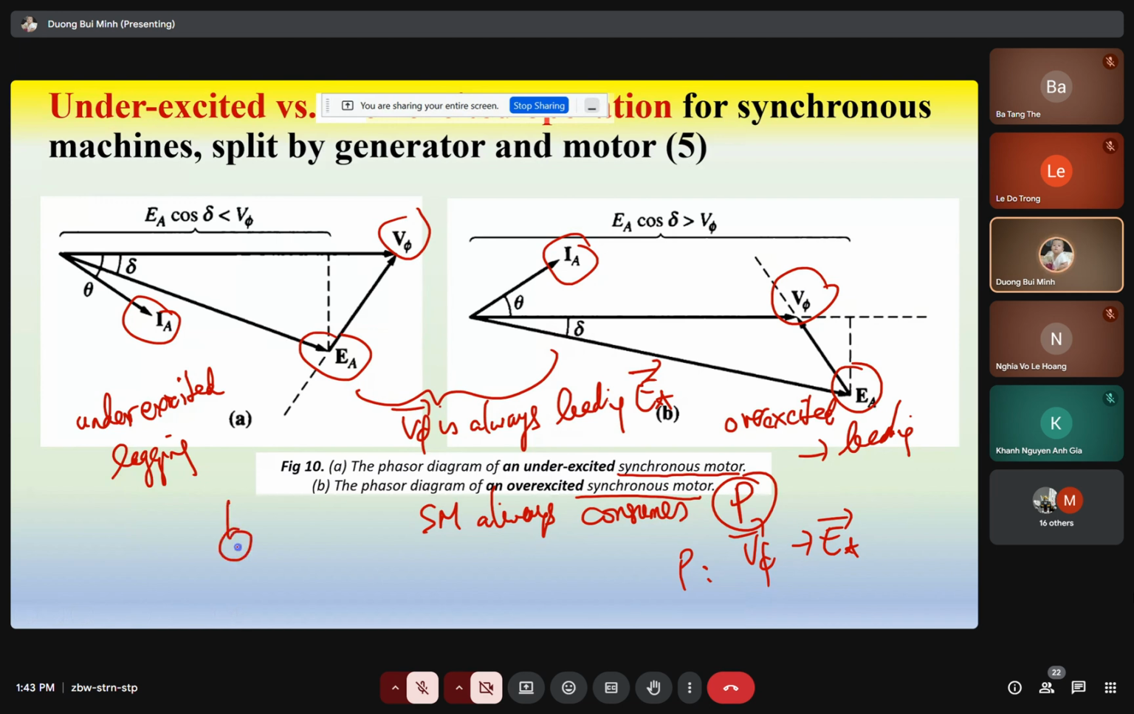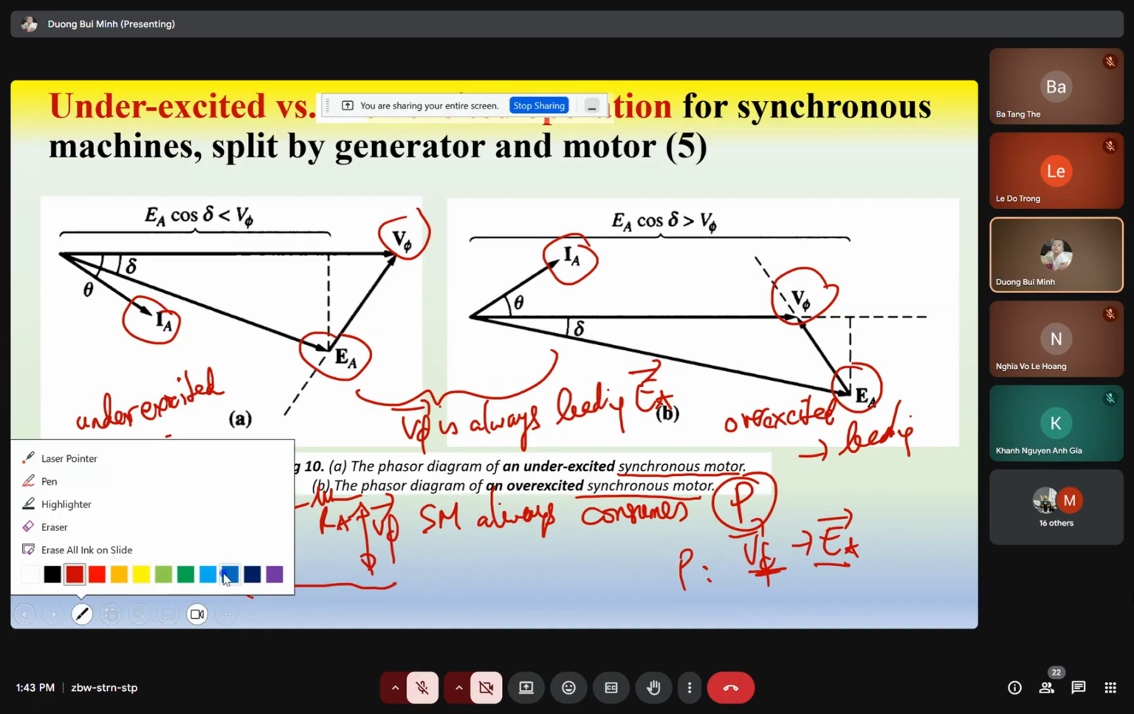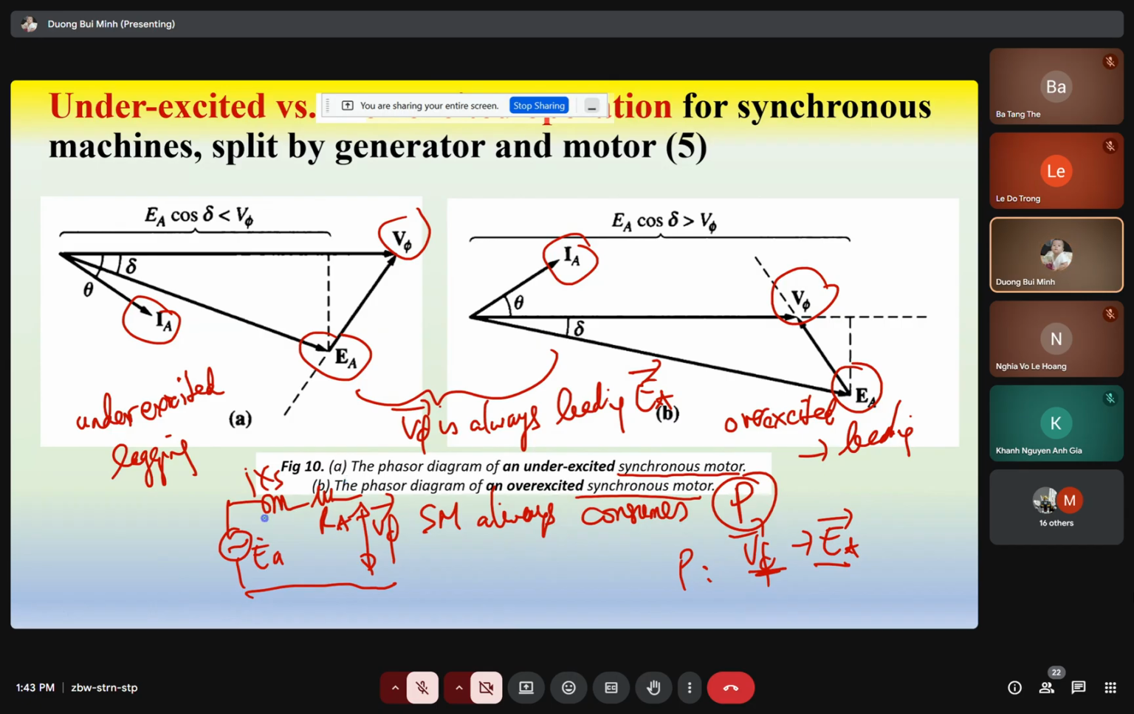And here we have the circuit. Here EA, here is JXS, this one is RA, and this one is the V phase. You know, V phase is always leading EA, so the power flow will be in this direction. Okay, P, yeah, because V phase is leading to EA. Okay, and we know the power flow direction of active power is from leading to lagging.